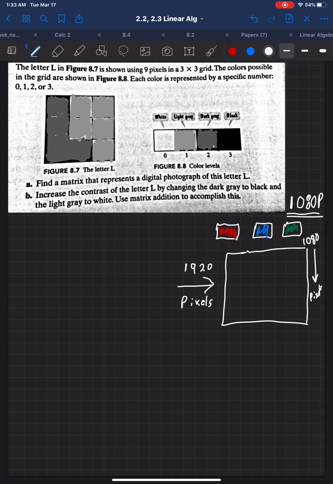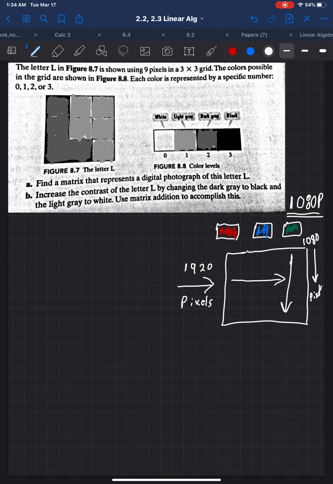So how do we think about this resolution that this individual is telling you is the minimum that you need? Well, 1080p can be thought of as having 1,920 pixels running horizontally across your screen and 1,080 pixels running vertically down your screen.